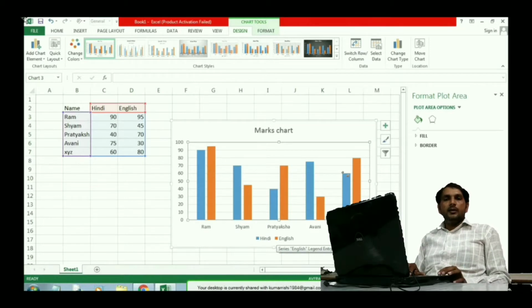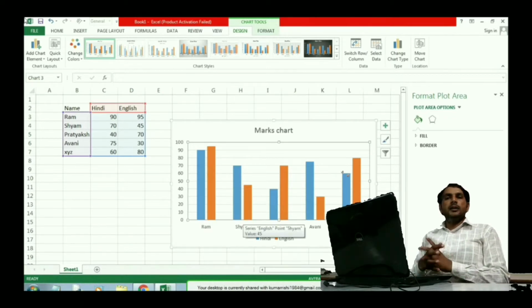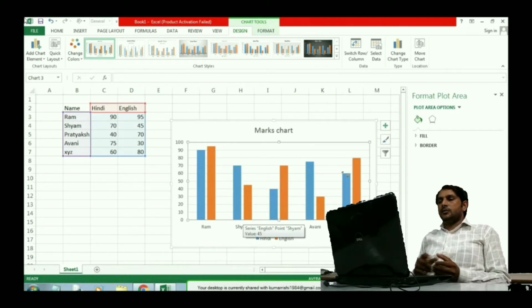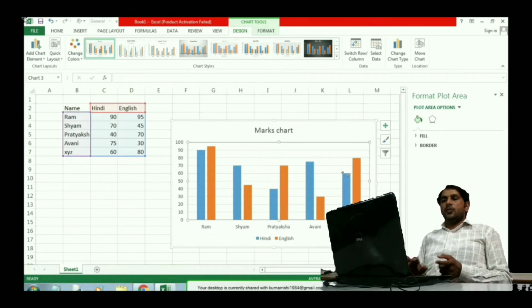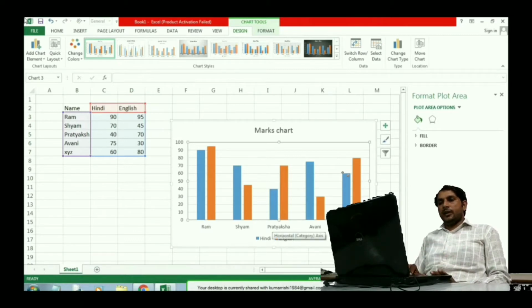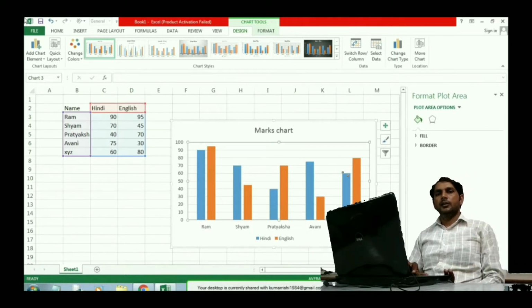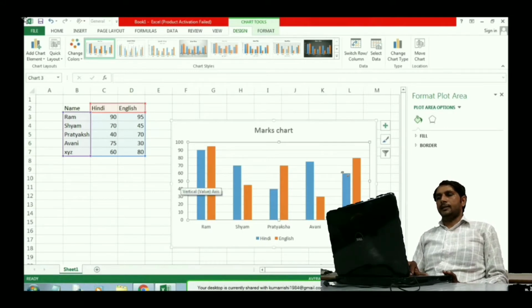Now this is another component, and there are two axes here in the chart. The first one is the vertical axis, and the next one is the horizontal axis, another name of which is the category axis. The vertical axis is also called the value axis. In mathematics we say it's the y-axis, and this one is called the horizontal or x-axis.